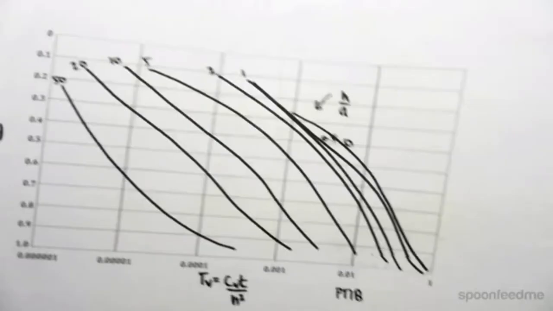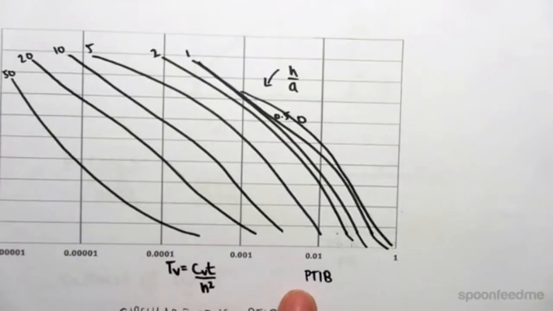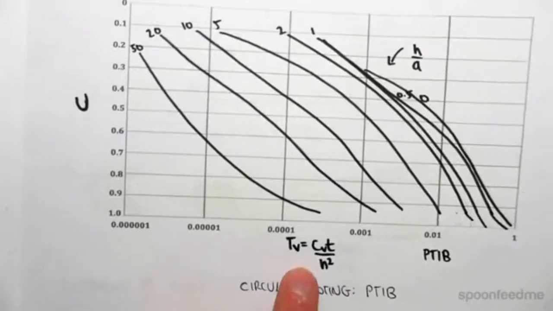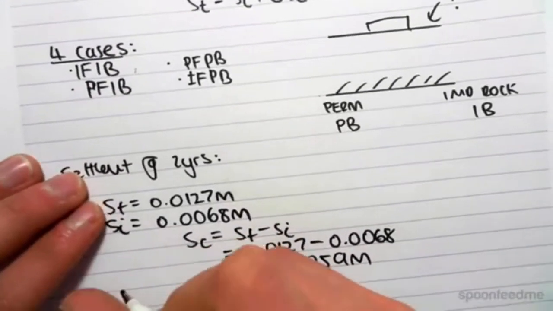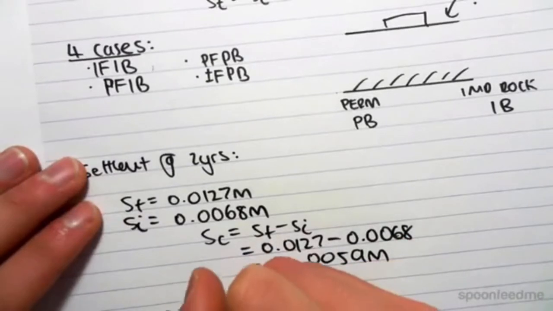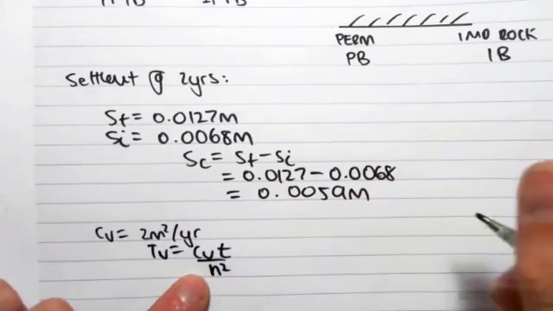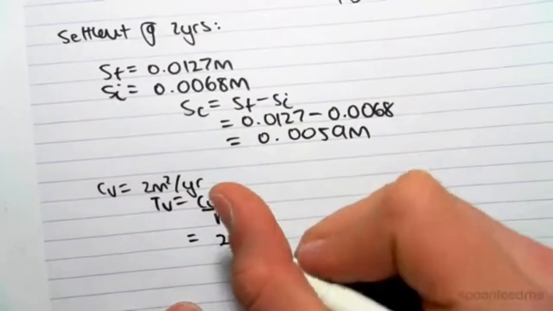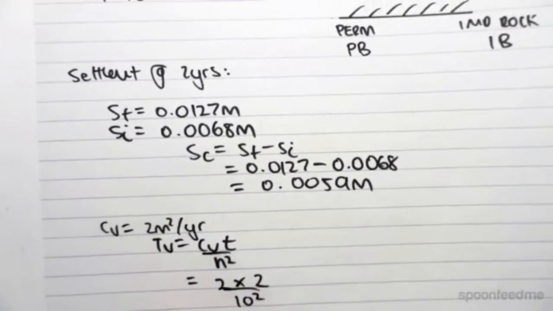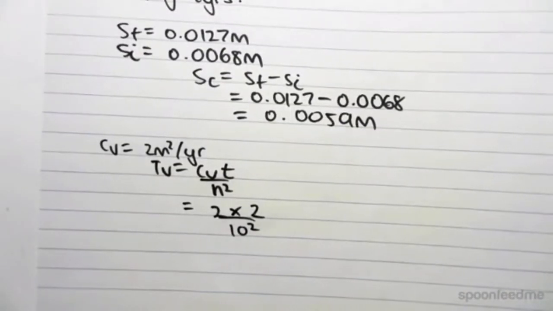I'm going to assume that for our case we have a permeable top, and we're going to say that the base is impermeable rock. So this is the case PTIB, permeable top, impermeable base. For this graph we need to find H on A and T_v, the dimensionless time. So let's say C_v was given to us as 2 meters squared per year. We know that T_v equals C_v t on little h squared, where h is the layer thickness. So this would be 2 by 2, because we're concerned at 2 years, on top of 10 squared, because we know from the question that our depth was 10 meters. So 2 by 2 is 4, divided by 10 squared is 0.04.